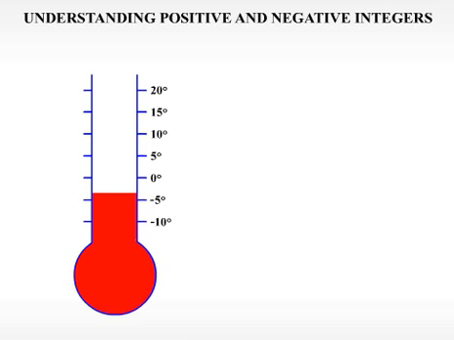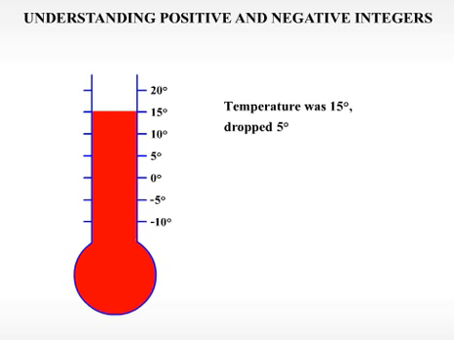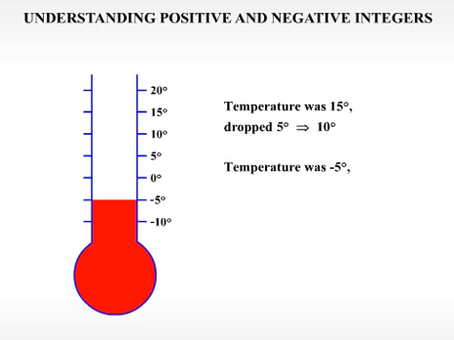Negative 5 degrees there, negative 10 degrees is marked. Now let's say the temperature was 15 degrees. Let's pop it back up there, and it dropped 5 degrees. Well, it's now 10 degrees. Fairly simple stuff. But what happens if the temperature was minus 5 degrees to start with? We can say minus 5 degrees or negative 5 degrees. It means both the same thing.